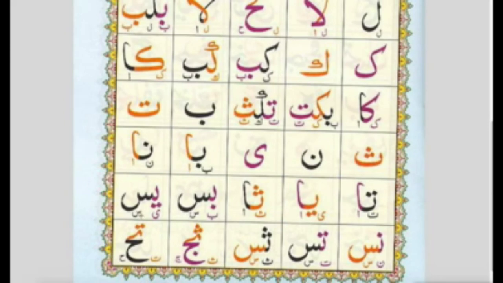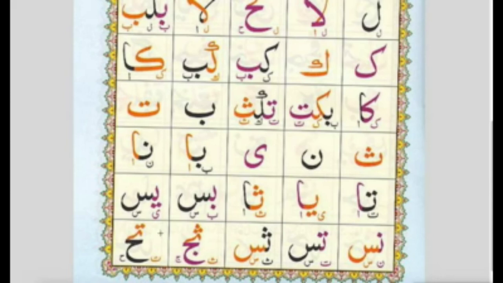Two dots in the bottom is Ya, Sin. Ya, Sin. One dot on the top is Noon, and this one is Sin. Noon, Sin. Two dots on the top is Ta, this one is Sin. Ta, Sin. Three dots on the top is Sa, this one is Sin. Sa, Sin. Three dots on the top is Sa, this letter is Jim. Sa, Jim. Two dots on the top is Ta, and this one is Ha.